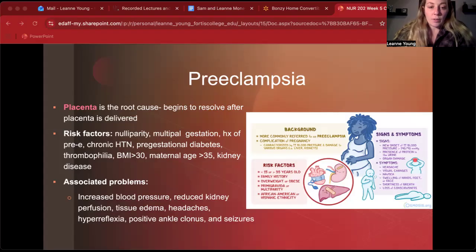Okay. So this picture over here is really good because it shows you your signs and symptoms. It also talks about our risk factors. A group of patients that is at a high risk for preeclampsia is the African American population. And that is because, in general, African Americans are at a higher risk for developing chronic blood pressure. So they're already at a high risk for developing high blood pressure, especially if they have a pertinent family history of chronic hypertension. So these women should be monitored very, very cautiously, both before, during, and after their pregnancy.